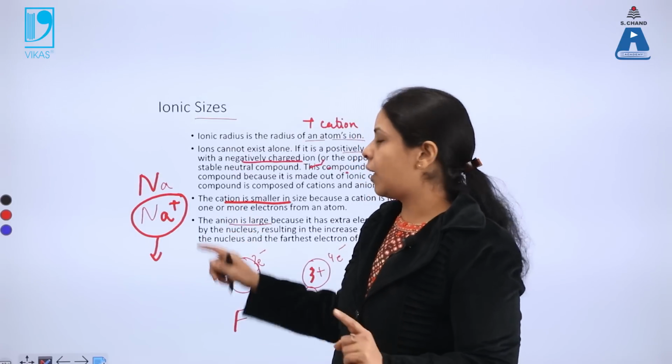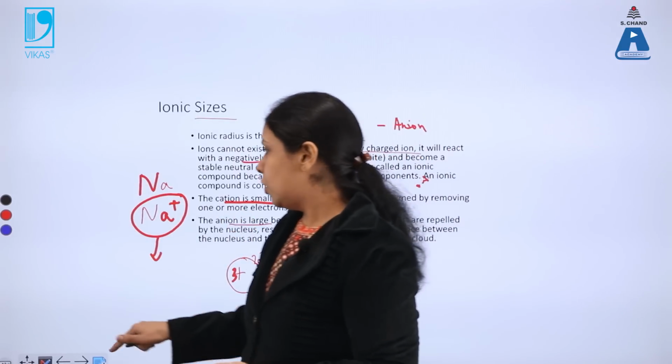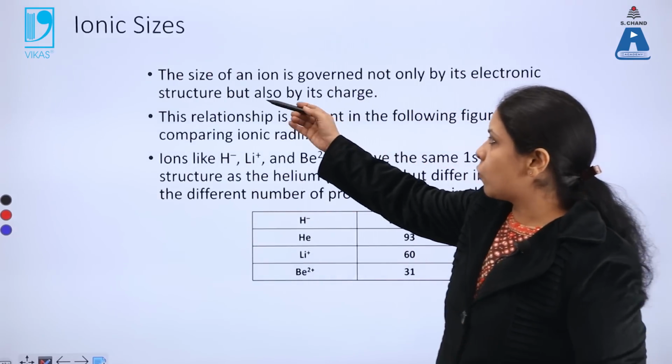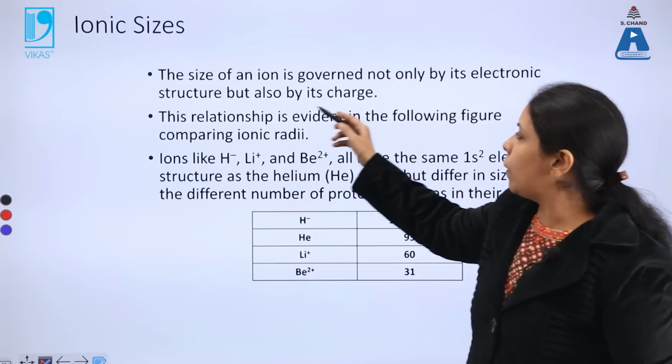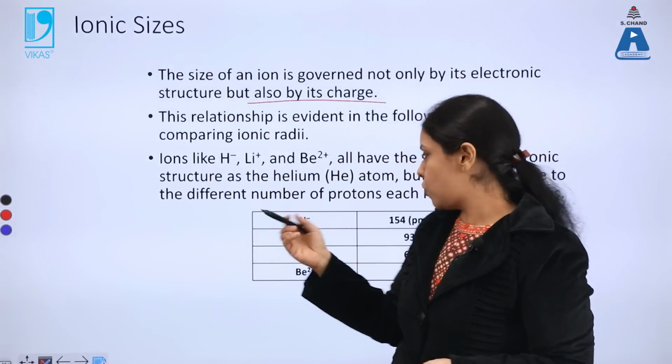So we have to remember, a cation is always smaller than the neutral atom and an anion is always larger than the neutral atom. Let's move ahead. So ionic size: as you can see, the size of an ion is governed not only by its electronic structure but also by its charge, whether it is +1, +2, +3, and so on.